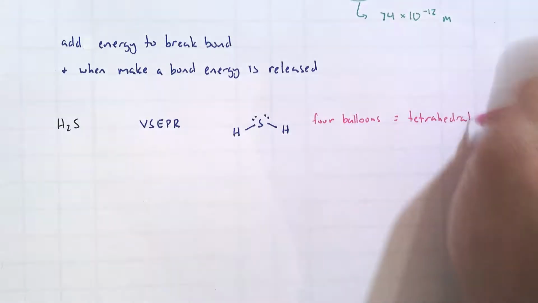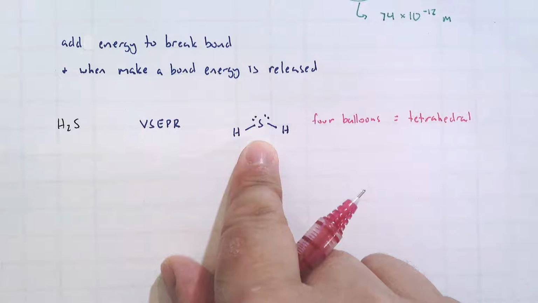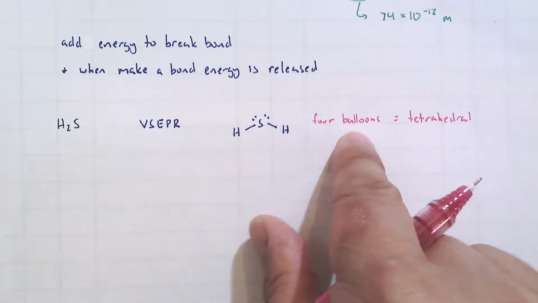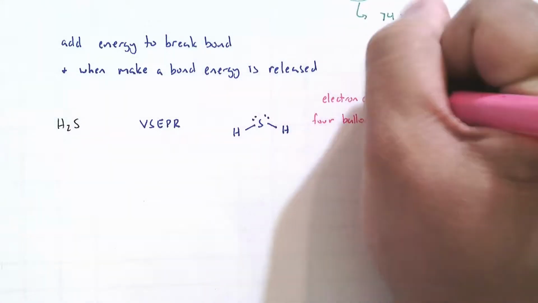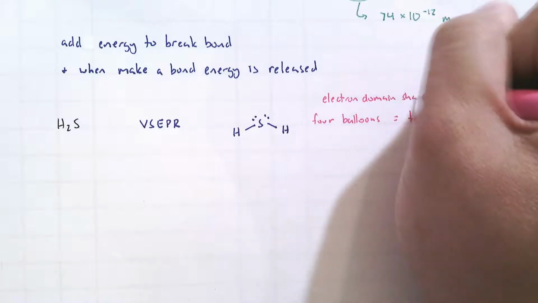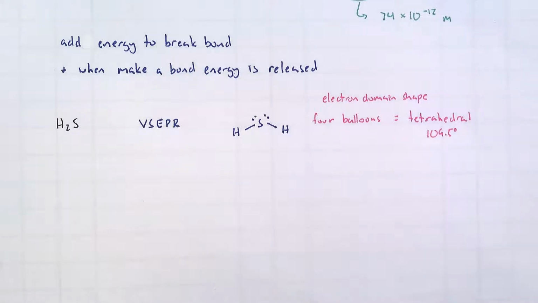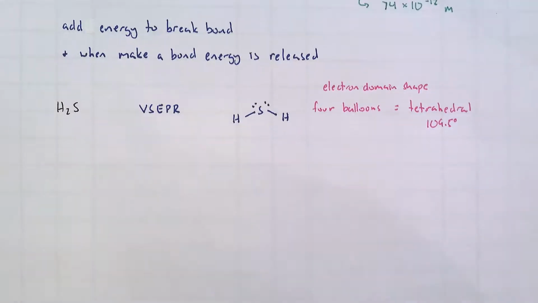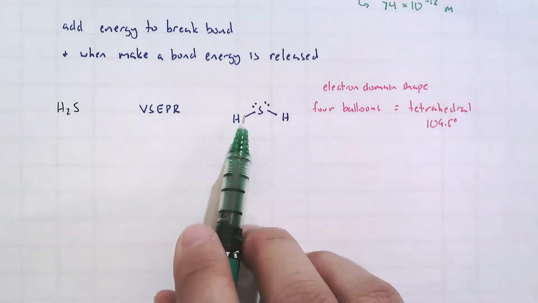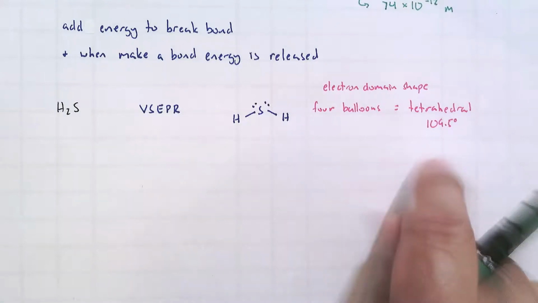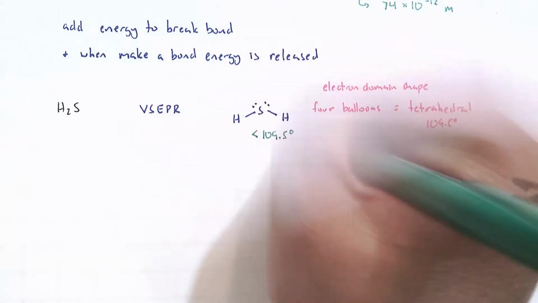Now we know that the molecular geometry is based off of the atom. So the molecular geometry is bent, by the shape made by the 4 balloons, or the electron domains, right? The electron domain shape is tetrahedral, and the tetrahedral shape is synonymous with 109.5 degrees. Now, remember that I mentioned before that a lone pair will push harder against the bond. It's more repulsive. So it pushes the bonds a little bit closer than 109.5, and we would say it's less than 109.5 degrees. That's VSEPR theory.